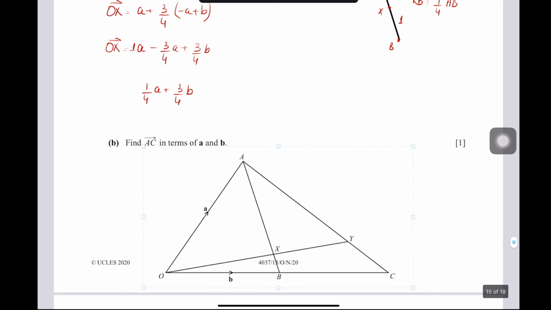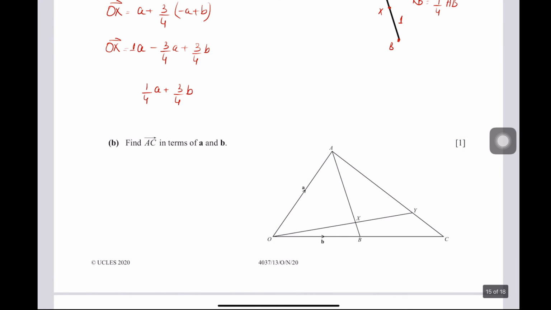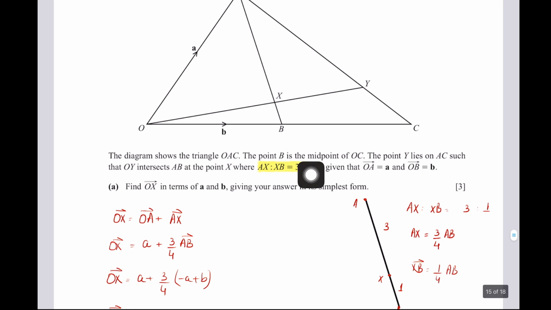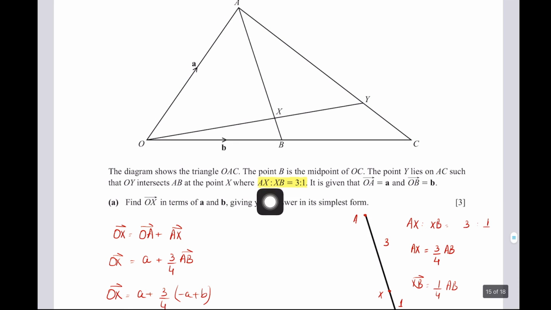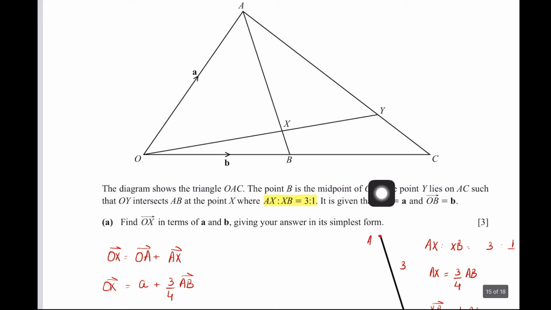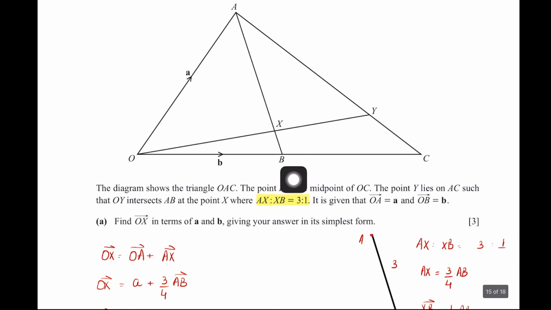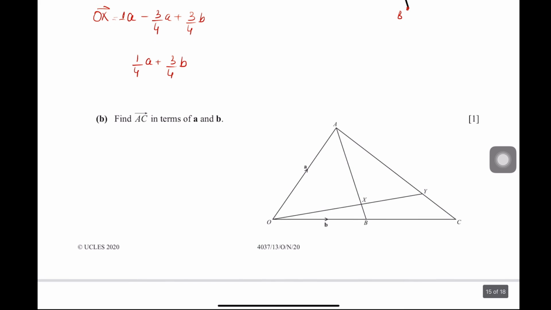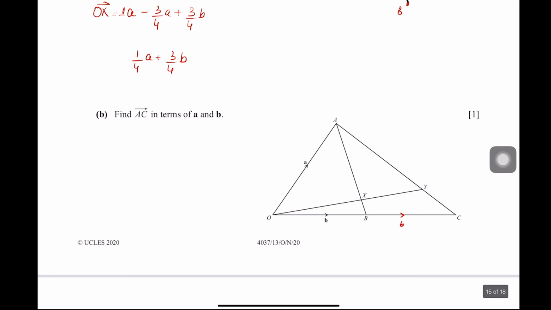Okay, and there's something else to make a note of. That is B is the midpoint of OC. So this is something that we should have done at the beginning. If B is the midpoint of OC, then what do you think BC is going to be equal to? B. It's going to be equal to B. Okay, so we'll write it over here. And yes, Umar, your answer is correct.